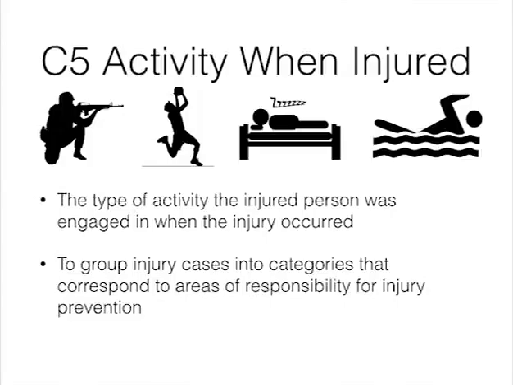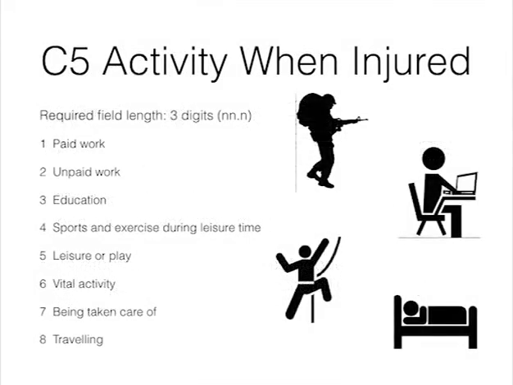Activity when injured is defined as a type of activity the injured person was engaged in when the injury occurred. Being able to identify injuries that occur while a person is working or injuries that occur while playing a sport may help guide development of more effective prevention strategies. The number of digits needed for classification are 3 digits. The following are some items included in the classification activity when injured.